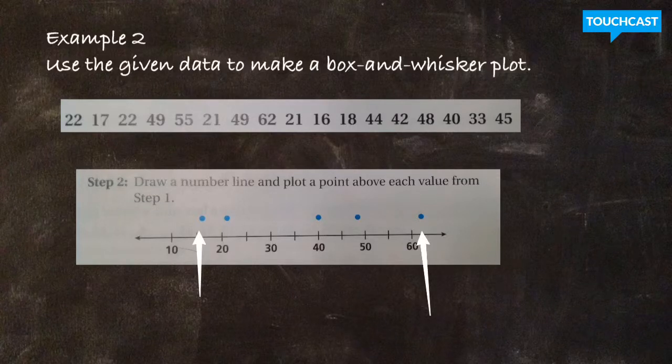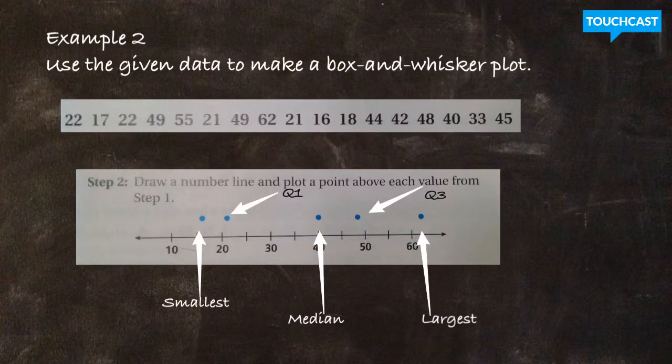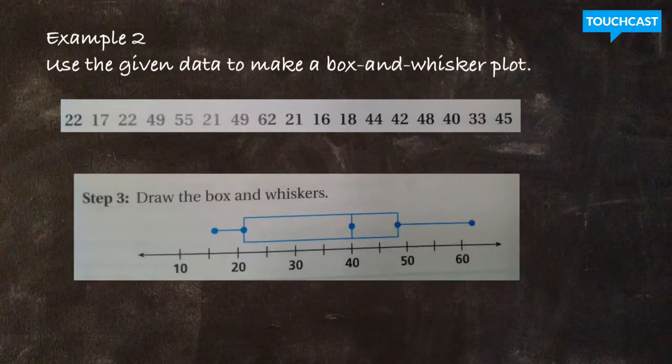We put a dot at the 40 for our median. We have another dot for our first quartile, and then our last dot for our third quartile. Now you'll see I labeled the first and the third quartile as Q1 and Q3. That's just a shorthand way of writing first and third quartile. Now let's look at step 3. Step 3 is to just connect everything.